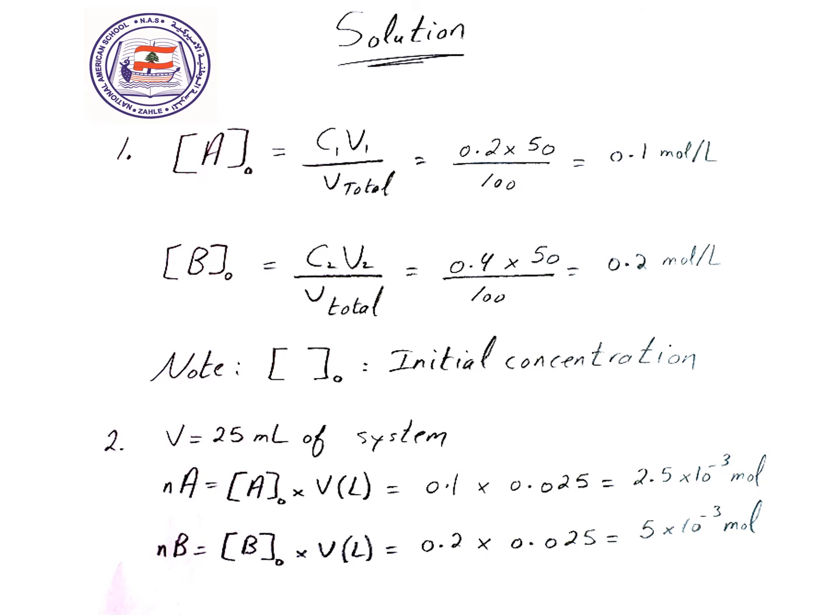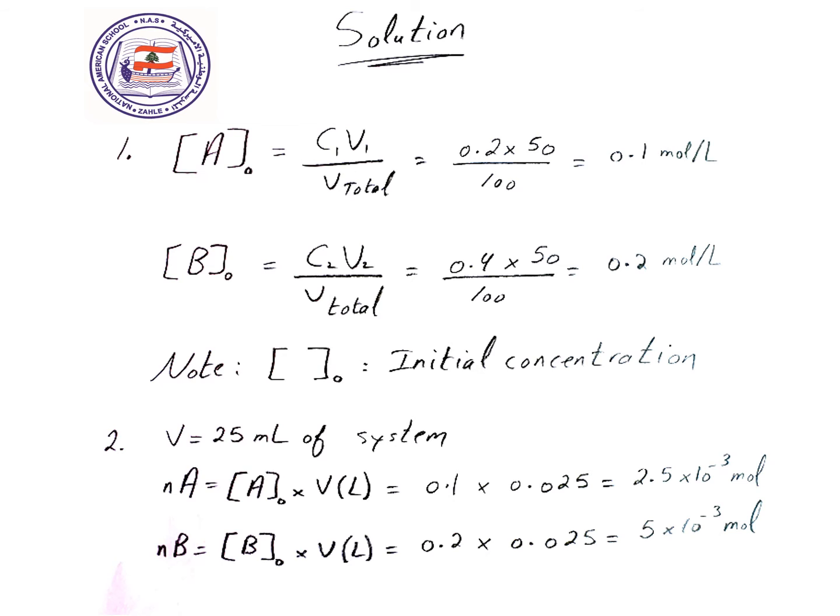We put C1 V1 divided by V total. The C1 for A is 0.2 and its volume is 50, and the reason why I placed divided by 100 is because the total volume of the reaction system is 100, simply because V1 plus V2 equals 100. The answer comes out to be 0.1 mole per liter.